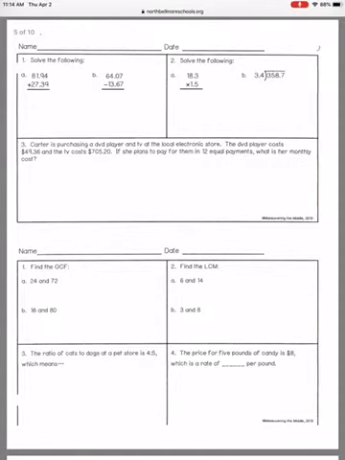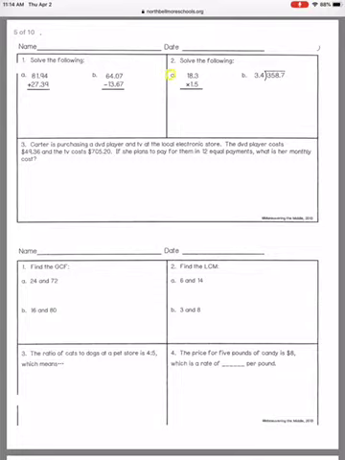For numbers 1 and 2, you'll be adding and subtracting decimals. When you're adding and subtracting decimals, you need to make sure that the decimal points are lined up and that you bring your decimal into your answer. Other than that, you're going to add and subtract just like you would any other multi-digit numbers.